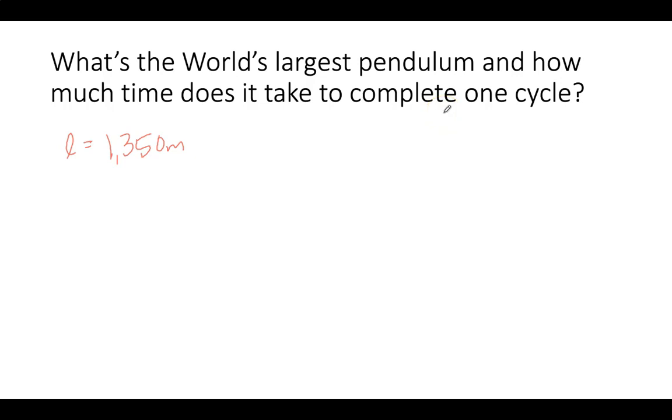So how long does it take to complete one cycle? Like if they started moving this thing, how long would it take to go from one end to the other and back to its original position, right? Okay, we're going to use our formula, 2 pi square root of L over G. I know L, that's the length of the pendulum string. And I know G, we're on Earth, it's 9.8. So let's just plug all our stuff in. 2 pi square root of 1,350 over 9.8. And you're just going to plug that into a calculator.